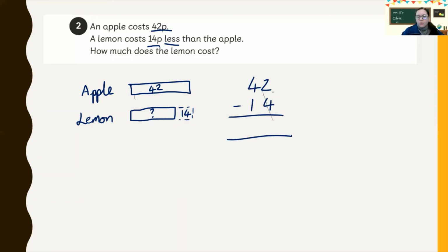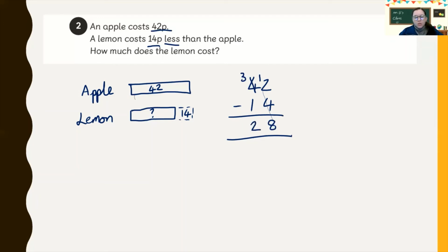So 42, take away 14. So 2 take away 4, can we do that? 2 take away 1, 2, I've run out of fingers. No, we can't. So we need to borrow. So the 4 becomes 3 because we're borrowing 10 from over here. So 12 take away 4 is, that's right, 8. 3 take away 1 is 2.